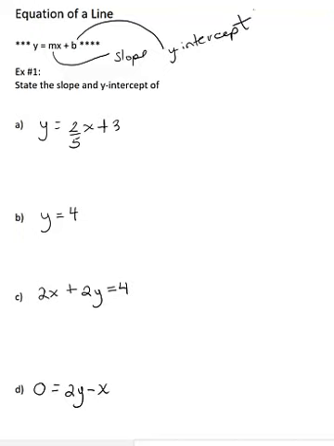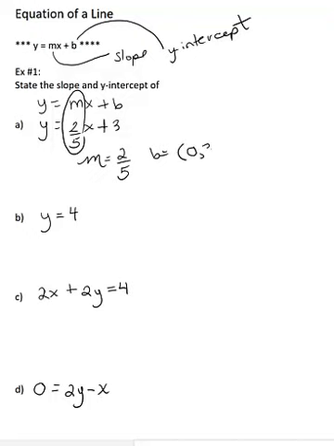So if we take a look at example 1, state the slope and y-intercept of a, y equals 2/5 x plus 3. You want to make sure it's in this form, which it is. That would mean that the slope is 2/5 and the y-intercept, that's where it crosses the y. If we were to graph it, it would cross the y at 3. That point is actually 0, 3.